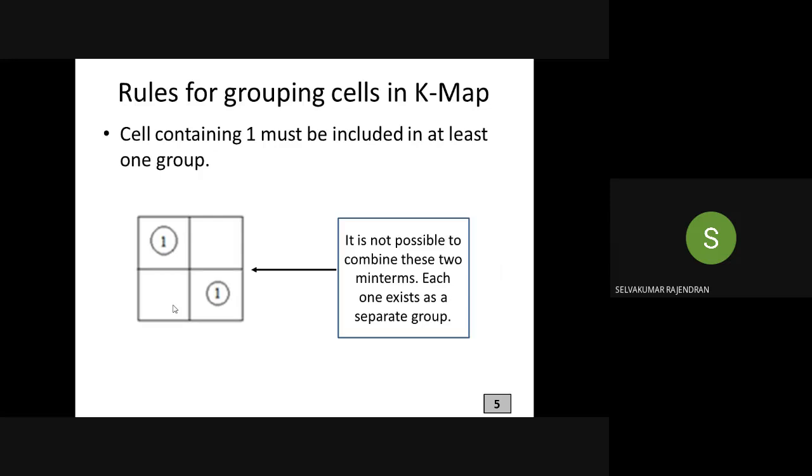But these two ones are not combined with each other. We cannot make these two ones a single group. That is not allowed, because while grouping the min terms, you can group the ones in a vertical or horizontal manner. We cannot group the ones diagonally, right? So in this example of a 2-bit K-map, we have two ones available in the corners, so we have to group them as separate groups. Each one should be grouped separately, right?